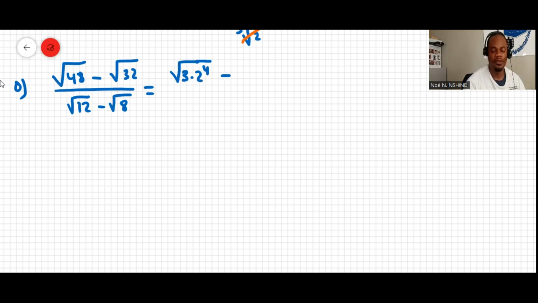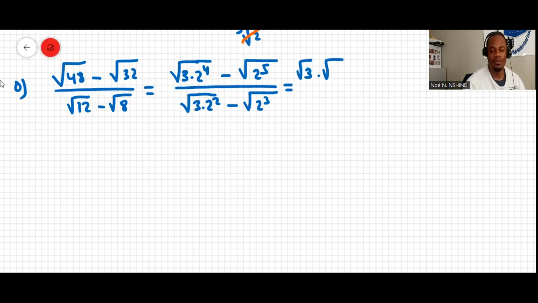Minus 32 is 2 to the power 5, over square root of 12, which is 3 times 2 squared, minus that makes 2 to the power 3. And then what's this? We can split this one into root 3 times 2 to the 4, minus root of 2 to the 4 times 2 times 2. I use 4 because I know the index here is just 2, so we can leave an even exponent. Instead of writing 2 to the power 5, I write 2 to the power 4, okay?